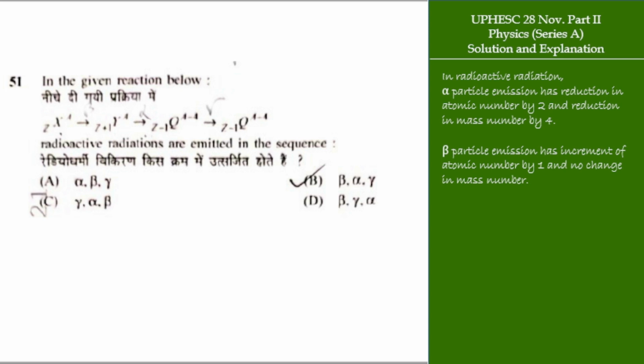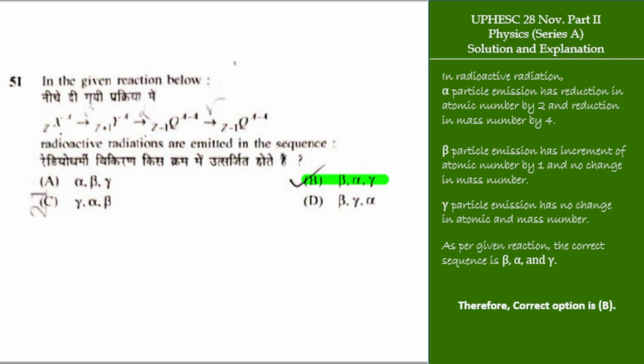Now in the next conversion, Q is the same, meaning the atomic number and mass number are the same. Z minus 1 to Z minus 1, A minus 4 to A minus 4. So if any transition is occurring here with no change in atomic number and mass number, definitely some energy is released in the form of a gamma particle. So you will have the correct sequence as option B: beta, alpha, gamma. So the correct option is option number B, and the correct sequence is beta, alpha, gamma.